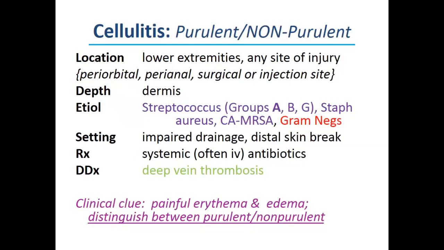It also can occur from any type of injury, including periorbital, perianal, or after infection. The main pathogens are group A strep for the non-purulent and Staph aureus for the purulent, but also mixed gram negatives according to the setting. Again, impaired drainage is a risk factor. These always require systemic antibiotics, often IV, to get adequate levels. So: painful erythema and edema, and the distinction between purulent and non-purulent.